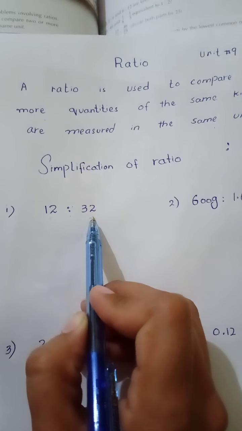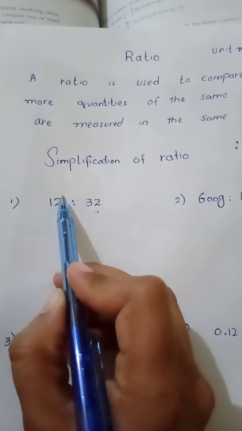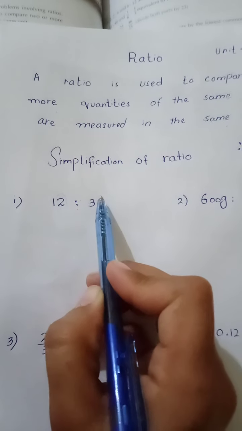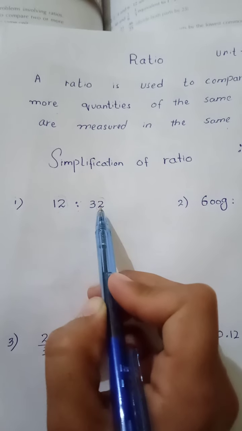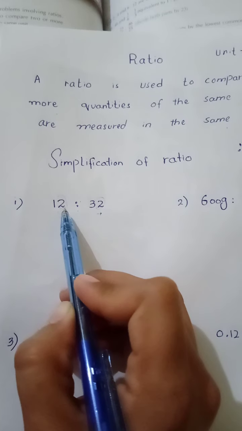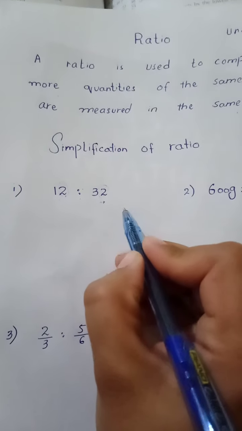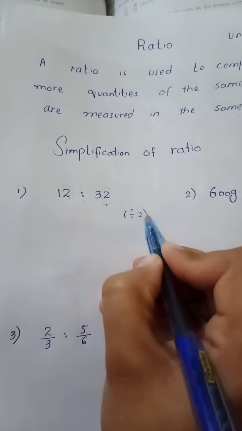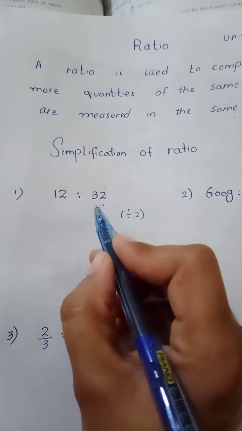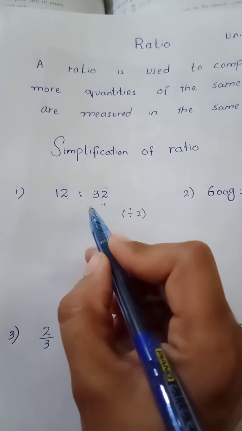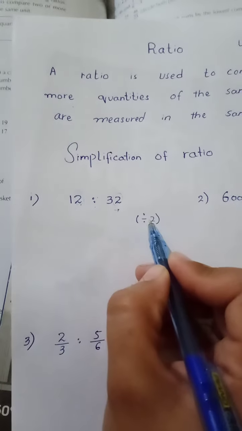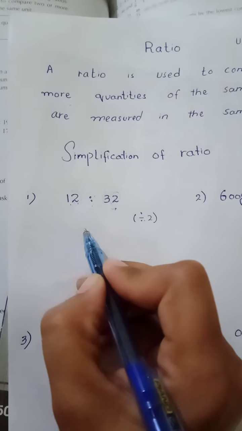12 and 32. As it is very clear, the ones place is 2 and the ones place is 2, so both numbers are divisible by 2. So I will cut it on the table of 2. I can also cut it on the table of 4, right? It's your choice.